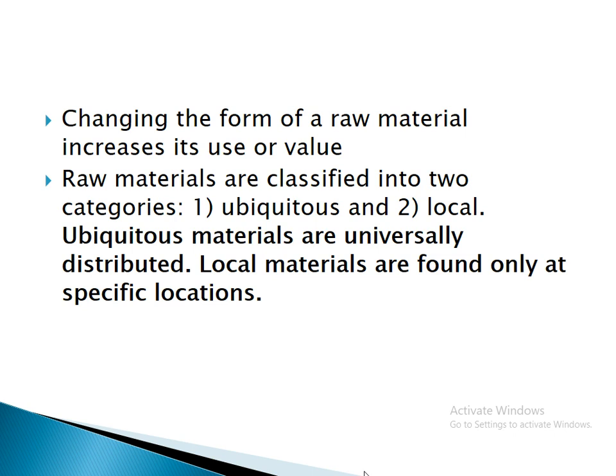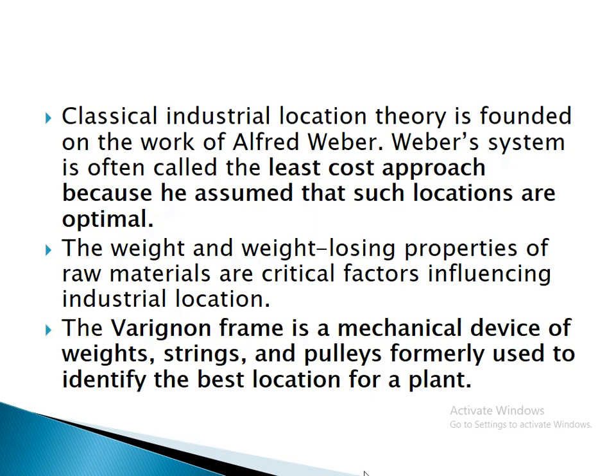Weber's system is called the least cost approach. It is called the least cost approach because he assumed that such locations are optimal. Weber considered the cost of assembling raw material, the cost of distributing the finished product, and the total transportation cost. In normal cases, he assumed the existence of a single market point. The best location for a manufacturing plant is the point at which the total transportation cost is minimized.